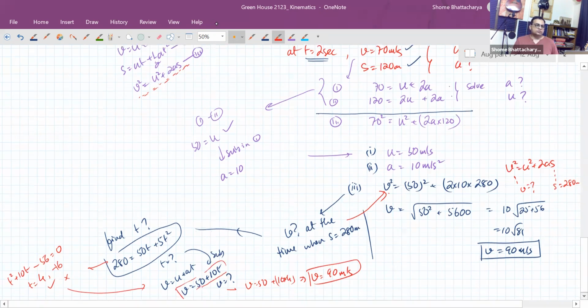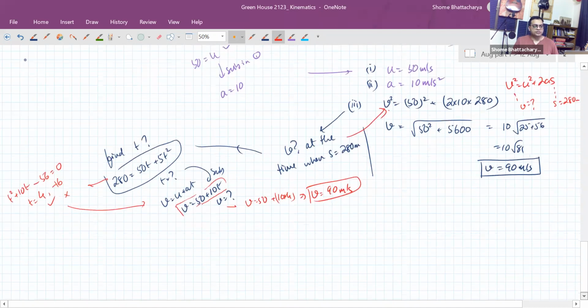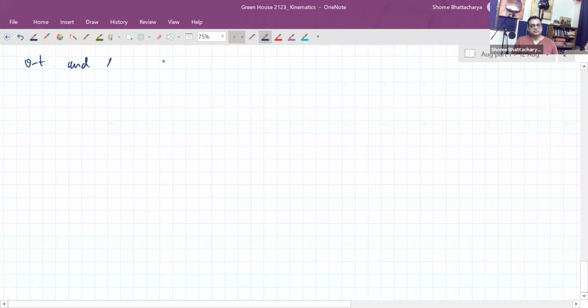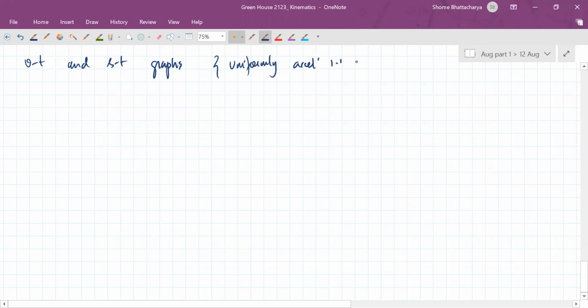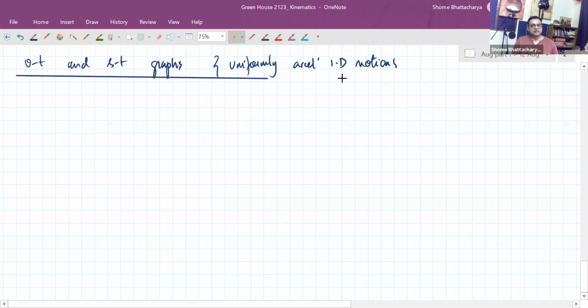Okay, now let's move on to understanding velocity-time and displacement-time graphs for this situation of uniformly accelerated 1D motion. These graphs are important because they will help us understand two important cases.